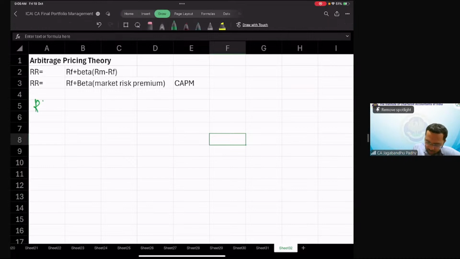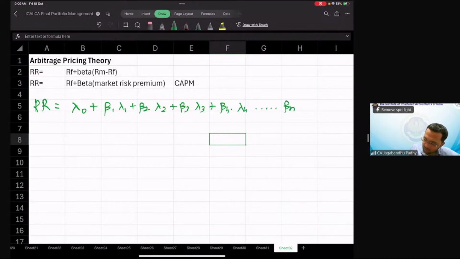As per arbitrage pricing theory, the required return of an investor will be lambda 0 plus beta 1 into lambda 1 plus beta 2 into lambda 2 plus beta 3 into lambda 3 plus beta 4 into lambda 4. In this way, you can list down as many factors as you can. Now, what is lambda 0? Lambda 0 is nothing but the risk-free rate of return.